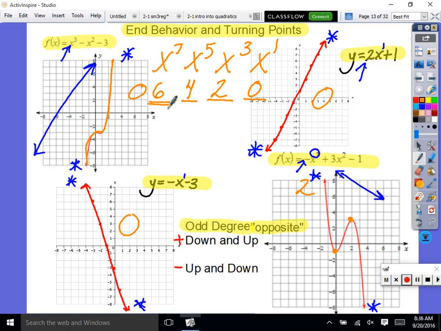Yes. This is just the max number of turning points, but there are 7th degree polynomials with only 4 turning points. There are 7th degree polynomials with only 2. There are 7th degrees with only 0 turning points. It would be a strictly increasing or decreasing function.